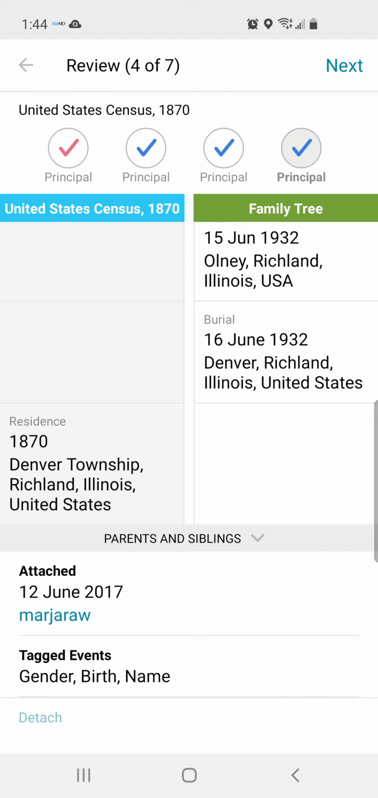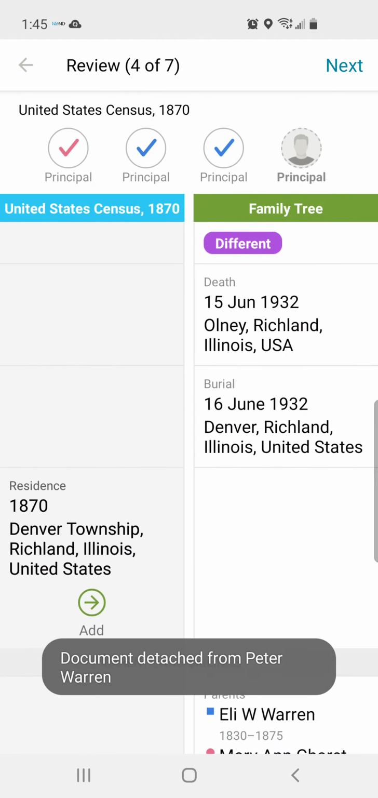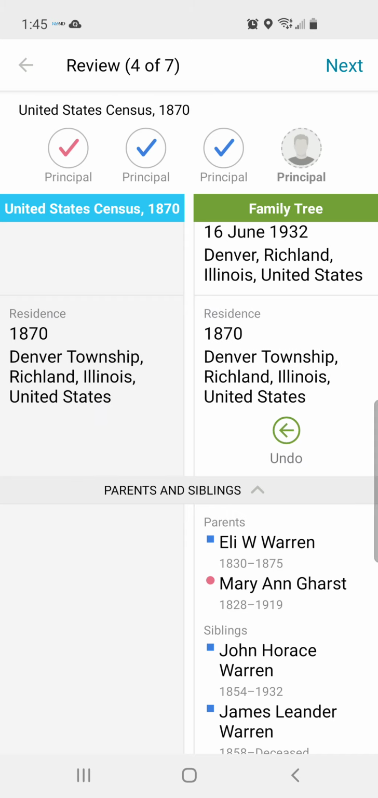Marjara W, she's probably a Warren, did this in 2017, but she didn't do it correctly. So I'm going to detach it. I'm not even going to explain why, because I'm going to reattach it immediately. This is the point. When a record is available on FamilySearch, it is the correct record, and you're looking to add it to a person or to a family group in order to substantiate names, dates, places, and relationships. You have to also add the citation to the person. It's going to show up in their timeline, where they lived, when they lived there, all that kind of stuff. All you have to do is this. Boop. That's it.